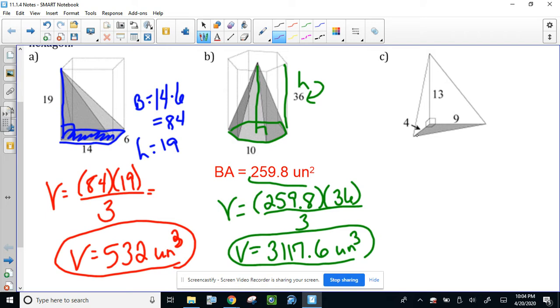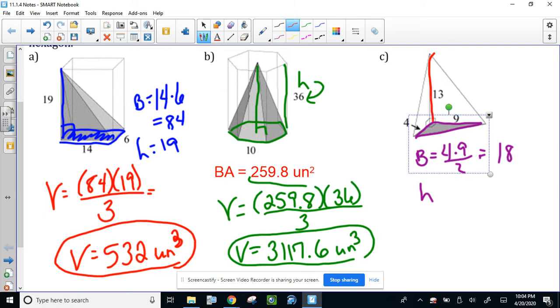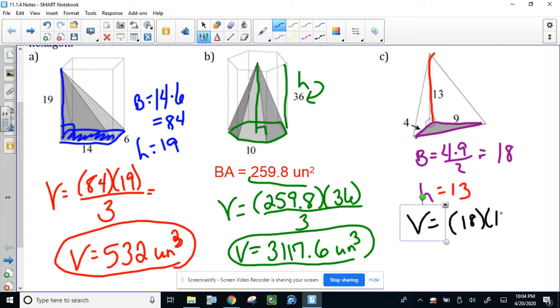And then one more here, we've got a right triangle for the base. So the base area would be the area of the triangle, which would be 4 times 9 divided by 2. So 4 times 9 is 36, and divided by 2 gives us a base area of 18. The height of this pyramid is 13. So then our volume will be 18 times 13 divided by 3, which gives us a volume. If we type that into the calculator, we're going to get a nice easy number of 78 units cubed.